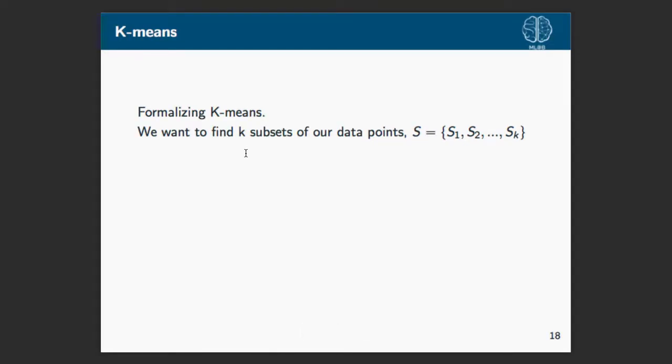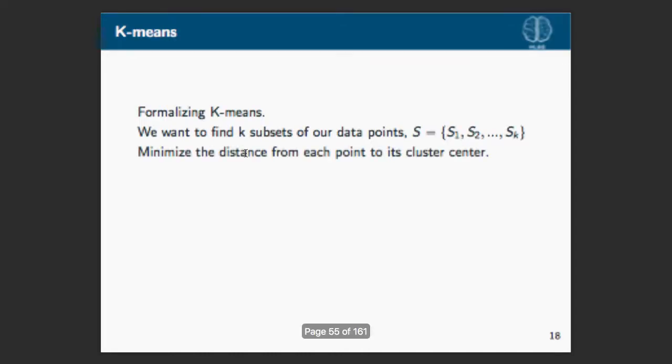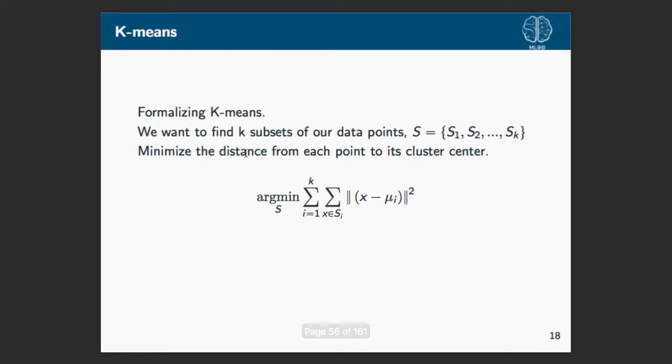So just some formal definitions. For k-means, we want to find k subsets of our data. So if S is all our data, we want to find k subsets of them such that the union of all of them makes S. And we want to minimize the distance from each point to its cluster center. So here we want to find the min of, first, iterating over all our clusters, then iterating over each data point in that cluster, and summing the distance from that point to the cluster center, to the mean of that cluster. Mu i is the mean of that particular cluster. And here we're using the L2 norm, but you can use any other norm that you want.